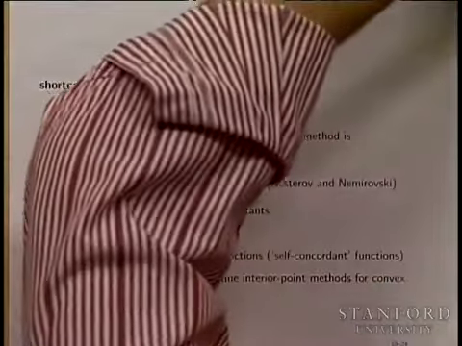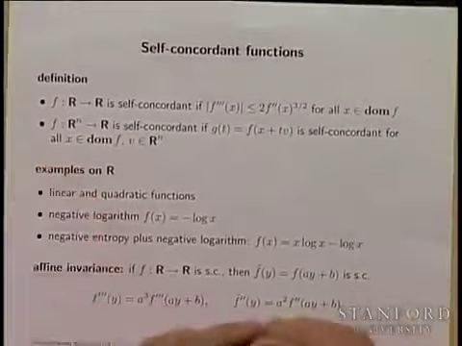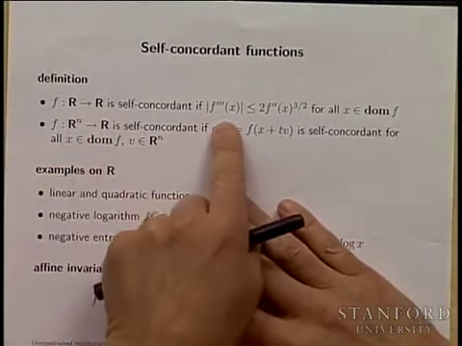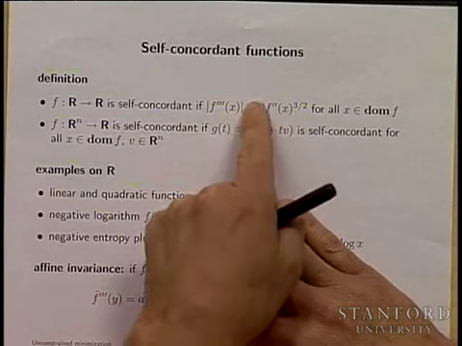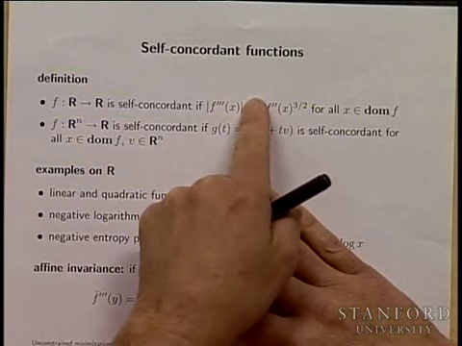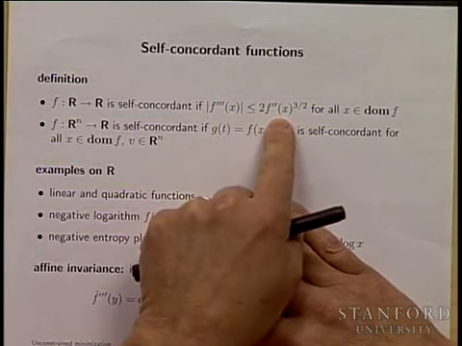So, okay. What is self-concordance? Well, here it is. You say that a function from R to R is self-concordant if the third derivative is less than, and the 2 is there for convenience and can be replaced by any constant you like, it doesn't make any difference, so it says the third derivative is less than 2 times the second derivative to the 3/2 power.